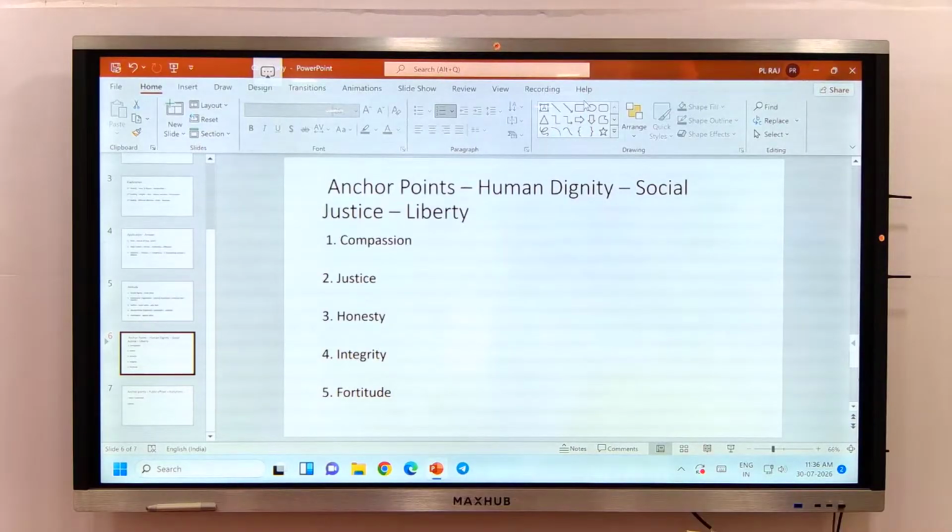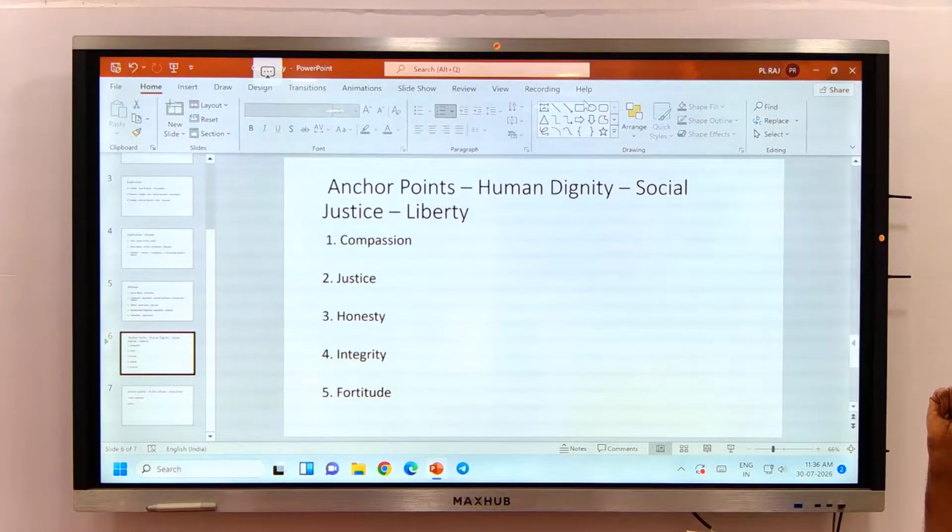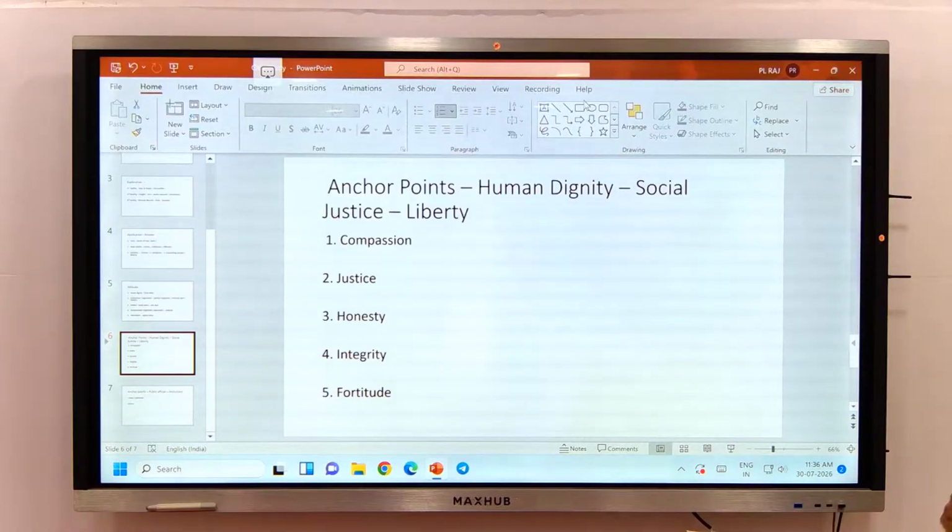Then what measures to prevent the occurrence of such happening? Strengthening human relations, then enforcing the code of ethics.